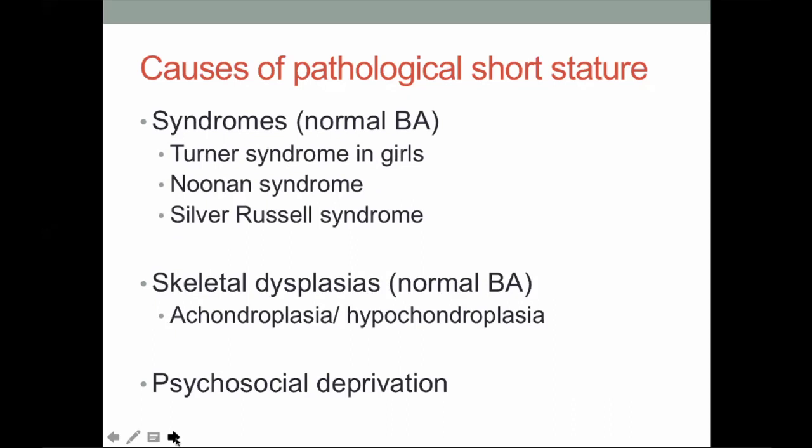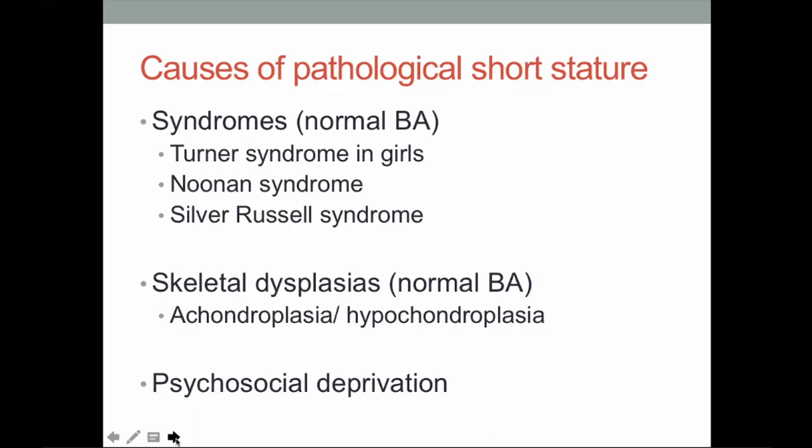And you also have some syndromes which are associated with short stature. So the very classic cause of syndromic short stature in girls is Turner syndrome. Again, they may present to us. The first presentation may be with short stature. Then there are other syndromes like Noonan syndrome, Silver-Russell syndrome, which also cause quite significant short stature.